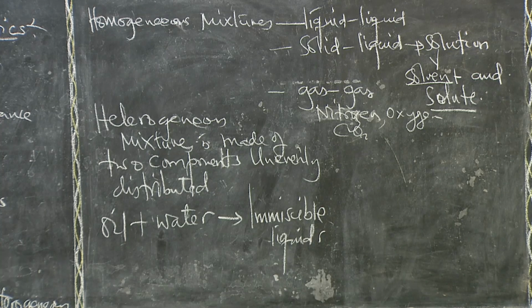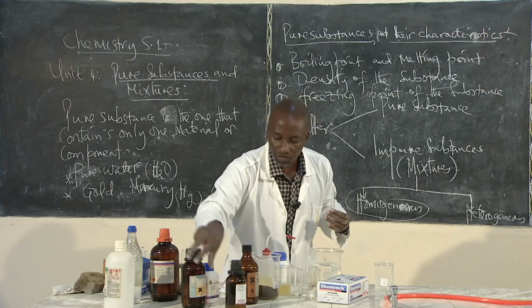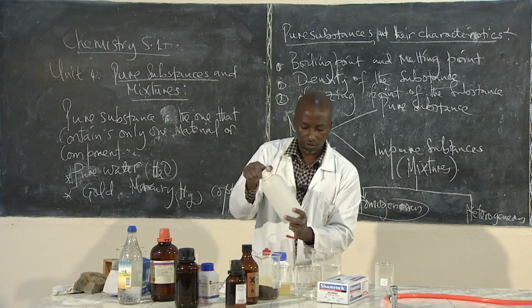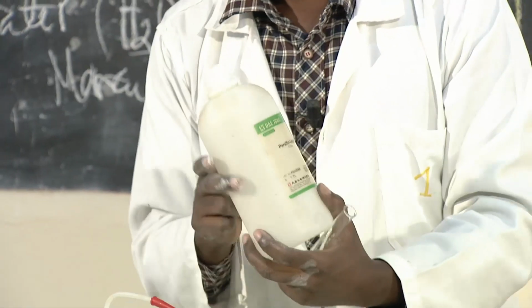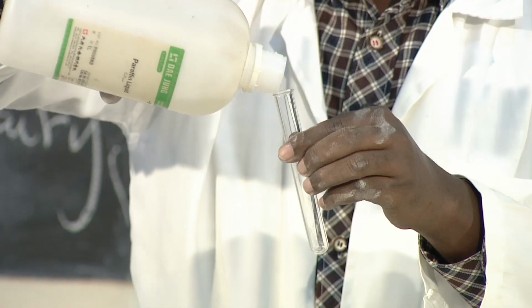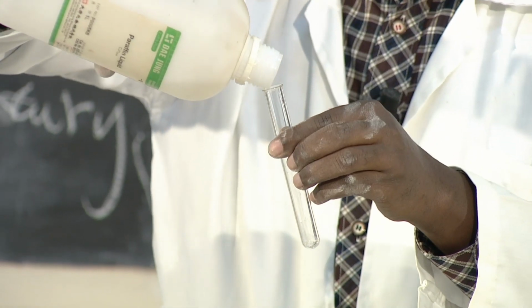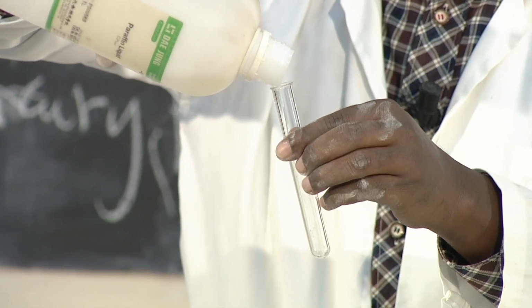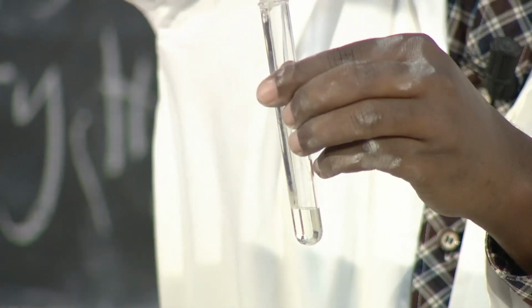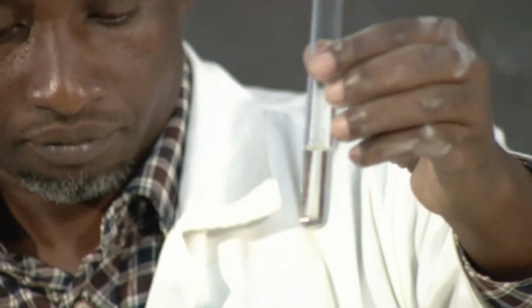We can have some other examples of this. Here I have paraffin. This is paraffin liquid. These are some of the examples that we are giving as heterogeneous mixtures, but which are in liquid form. So this is paraffin liquid. And then I will have to add water.